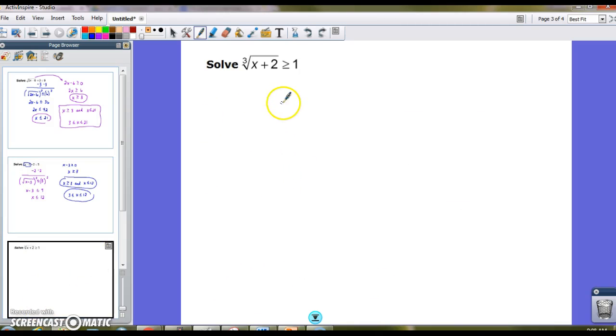Okay, let's talk about when I have a cube root in my inequality. So here, I'm going to cube both sides because the radical is already by itself, right? So if I just cube both sides, on the left here I end up with x plus 2. On the right, I end up with x plus 2 is greater than or equal to 1. 1 cubed is 1. And then if I just solve this inequality, I get x is greater than or equal to negative 1.